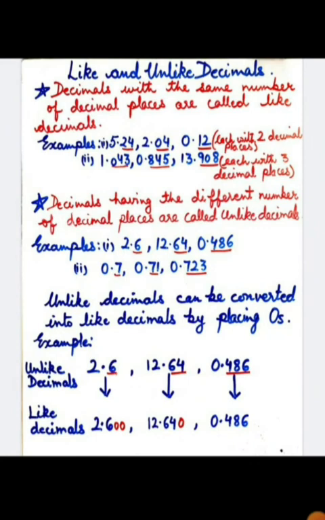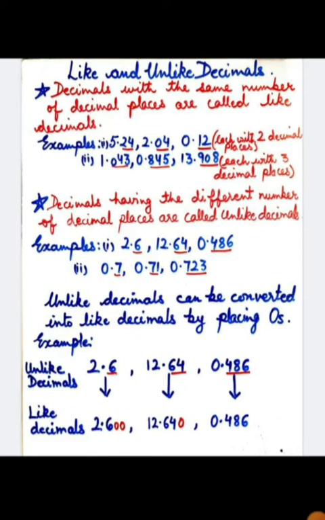Now our next topic is like and unlike decimals. Decimals with the same number of decimal places are called like decimals. What does it mean? If 2 or 3 decimal numbers are given to you, and their decimal places written on the right side of the decimal are the same, meaning all have the same number of places after the decimal, then they are called like decimals.